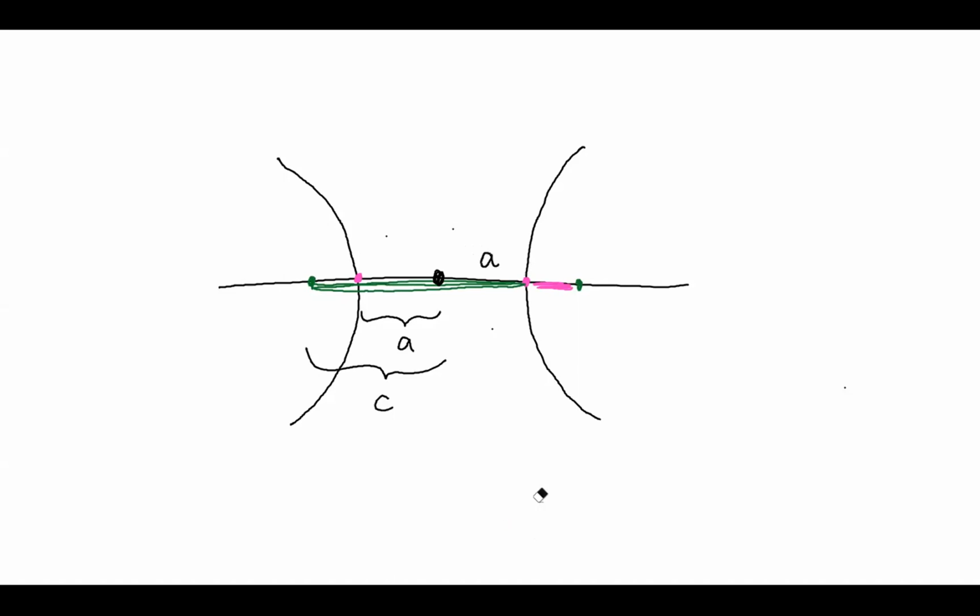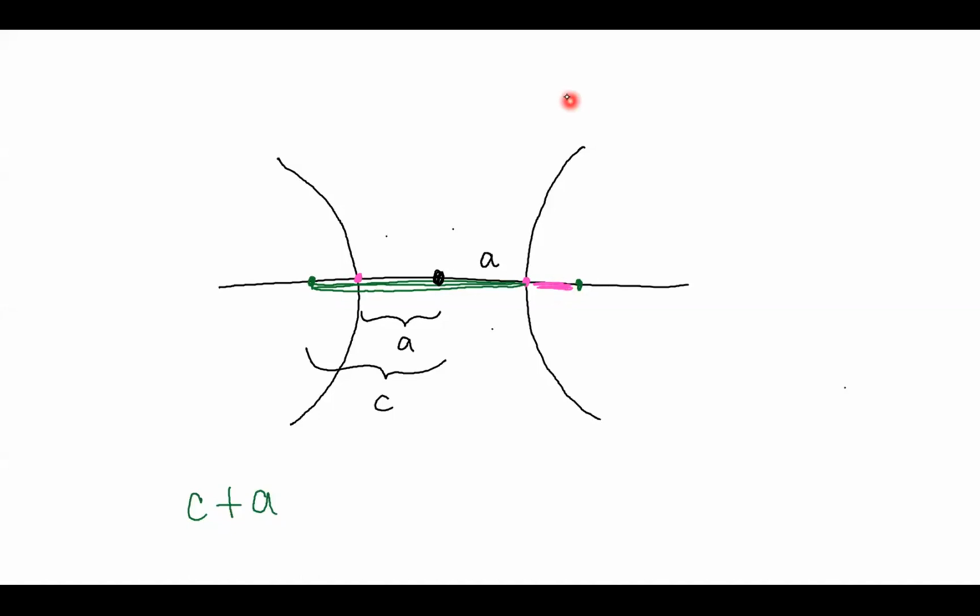So that green is C plus A. And then the pink is, well, if I look down here, this distance is C, and this distance is A. So this little piece here, same as this pink one here, is going to be C minus A.